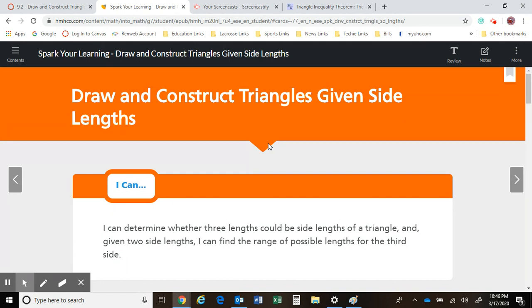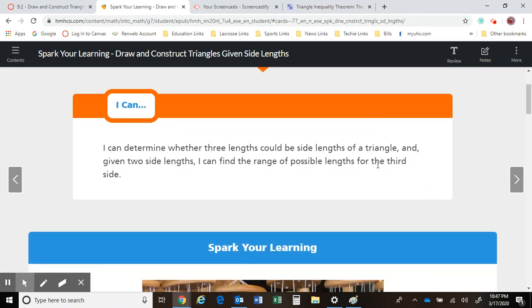We're going to talk about drawing and constructing triangles when you're given side lengths. I love triangles. You see triangles all over the place. So let's see. I can determine whether three lengths could be side lengths of a triangle, and given two side lengths, I can find a range of possible lengths for the third side. What does that mean? It's a lot of words. If I give you a couple sides of a triangle, I can find the length for the third one. Let's apply that and see what it really means.